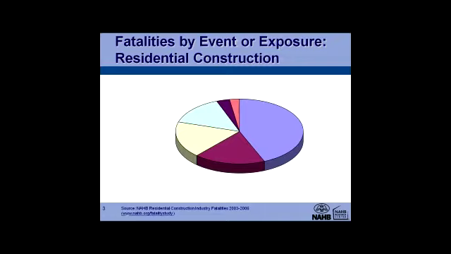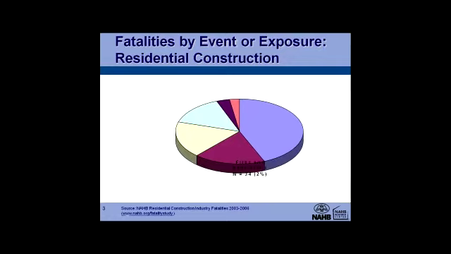All right. Now, let's just take a look at some statistics. These are statistics from 2003 to 2006. I suppose not much has changed from then, but I just want to get you to see some of the visuals here as far as statistics. Okay. Now, here's a pie chart, beautiful pie chart. And this is talking about fatalities by event or exposure, and this has to do with residential construction.